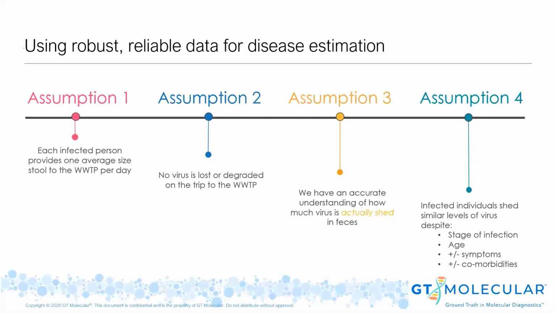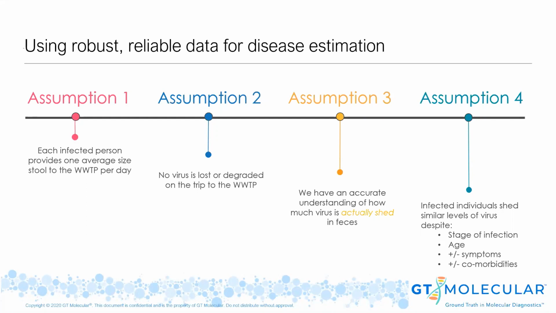First, these models assume that each infected person provides one average size stool to the wastewater treatment plant each day. Next, these models assume that no virus is lost as it travels through the sewer and to the wastewater treatment plant. But most importantly, these models assume that we have an accurate understanding of how much virus is actually shed in feces. It's important to note that the model discussed is based on the most thorough study published to date on fecal shedding rates, and it only included 9 patients, which is not enough patients to feel confident that the results are representative of the greater population.